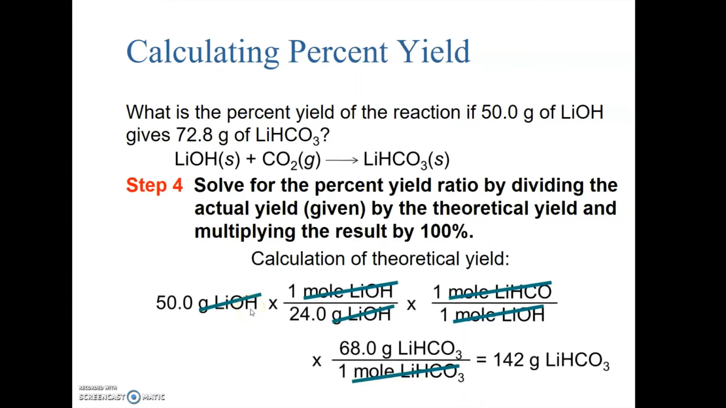After we get all the information that we need, we start from the mass of the lithium hydroxide. We divide that by its molar mass to get the moles of lithium hydroxide. After we get the moles of lithium hydroxide, we use the mole to mole factor to get the moles of lithium bicarbonate. Then we multiply that number by 68, which is the molar mass of lithium bicarbonate, to get the mass of lithium bicarbonate that is produced in this reaction.